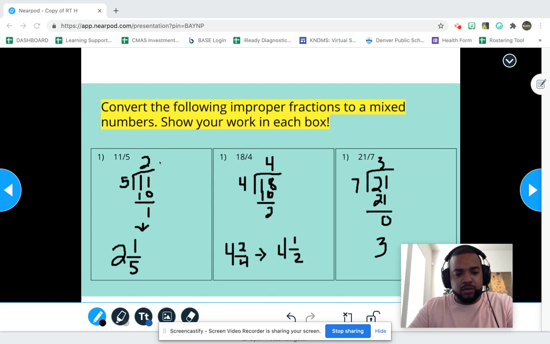So for the first one, I can make two groups of 5 in 11. That makes 10. I have one remainder. So my mixed number is, I have two wholes. I can make two whole groups. I have one left out of the 5 I needed to make a group.